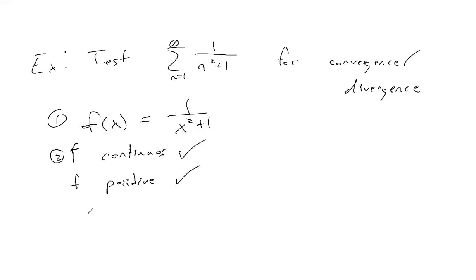Is f decreasing? How do I figure out if f is decreasing? I could take the derivative, and if that derivative is always negative, then my function is always decreasing. So let's see. This function is x squared plus 1 to the negative 1. I take the derivative.